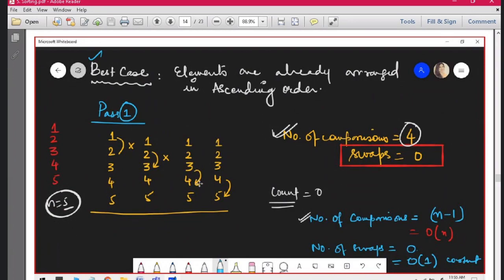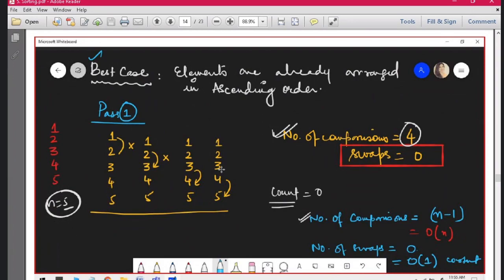Again, they are in ascending order, so there is no swapping. And 4 will be compared with 5. There is no swapping. So in the end, you will see that in pass 1, the number of swaps is 0. You can see there is no swap happened in pass 1. It means that the elements are in ascending order.